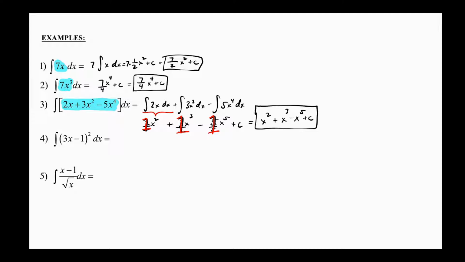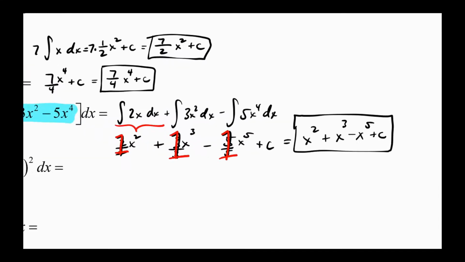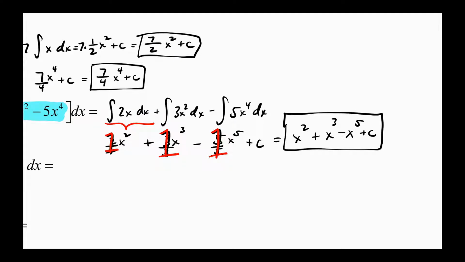Why do we have a plus c there? Can you remind me why? Why do all of our antiderivative answers have a plus c? Exactly, right? Because it could have been a constant, a regular number without a variable, and if we were to find the derivative of that, that would just be 0. That would have gone away, right? So we always have to put a plus c out there for that.